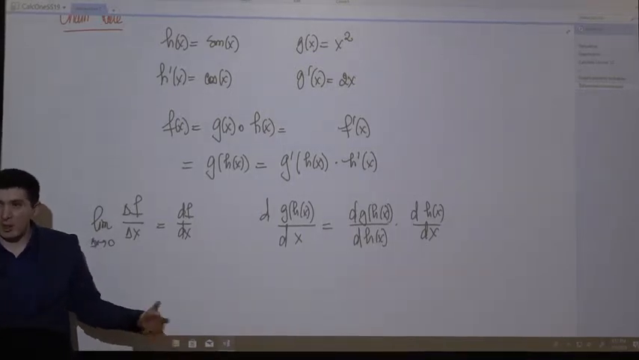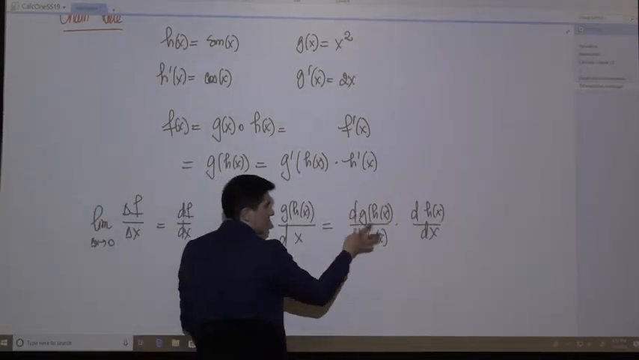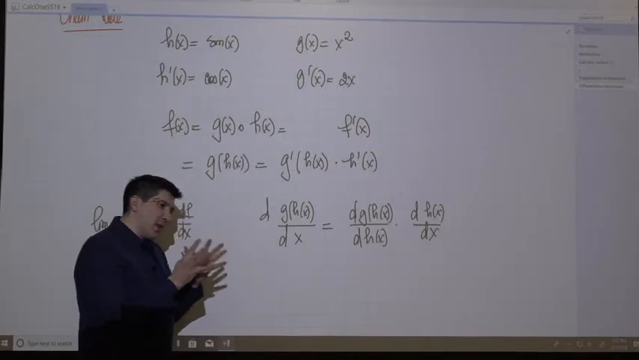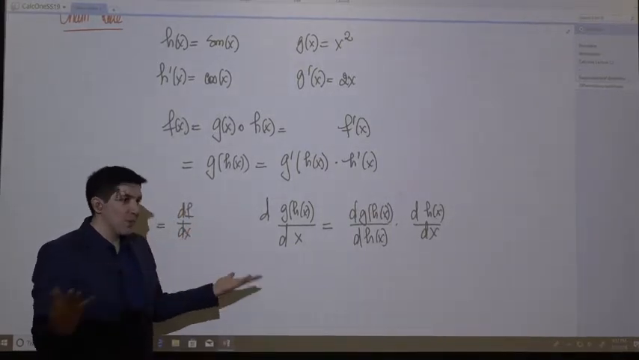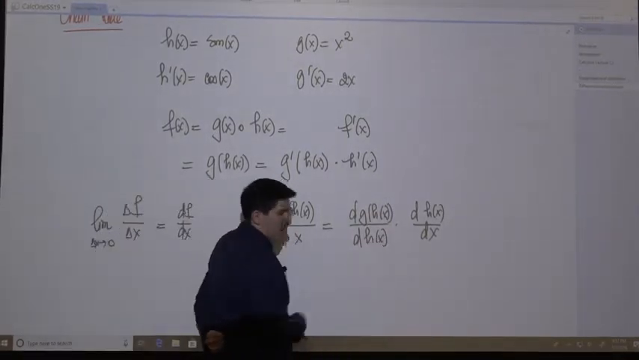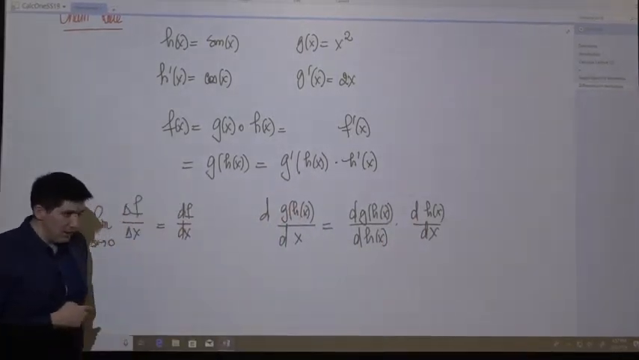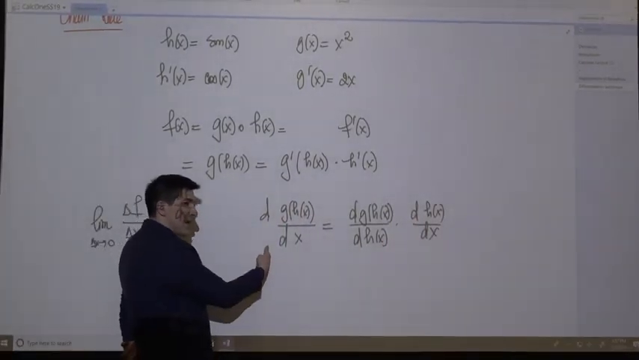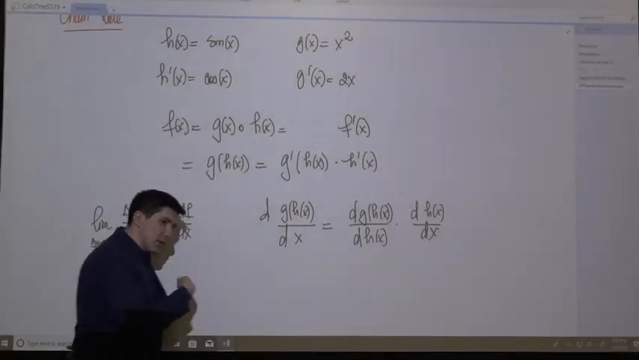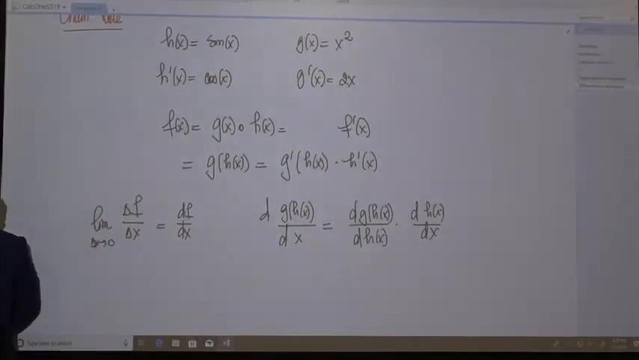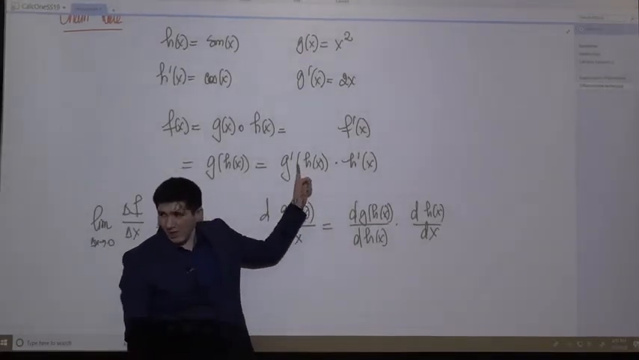rule is correct, right? So if I consider these two ratios not as one ratio, but like simple ratios, then theoretically I could just delete this one and this one, right? Then the left hand side will be equal to the right hand side, right? So this is kind of an intuitive proof of the chain rule. Okay? Do you understand that this corresponds to this one?